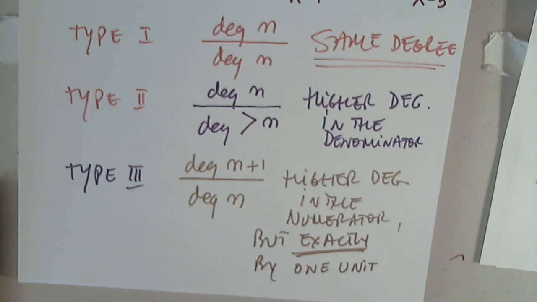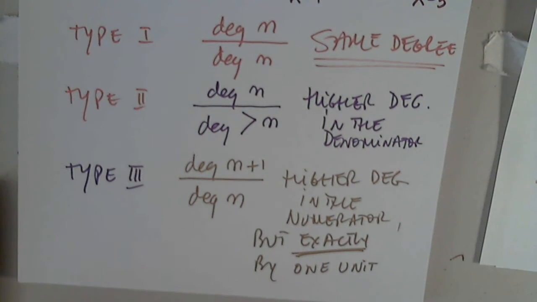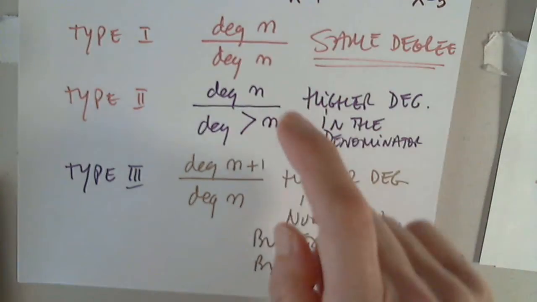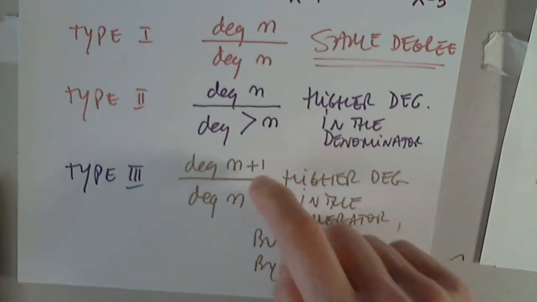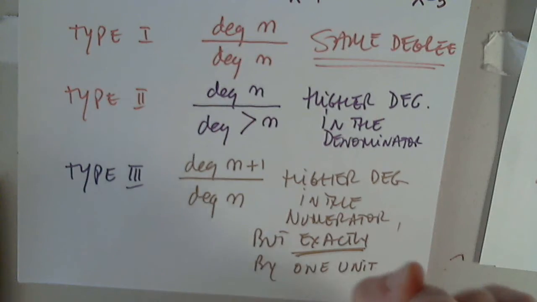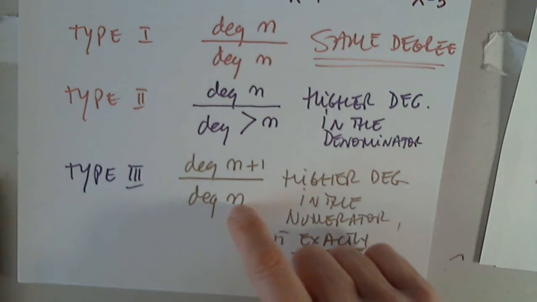If it's more, we cannot address it in this class. So same degree over same degree, higher degree in the denominator, and this one has a higher degree in the numerator, but by exactly 1 unit. Degree 3, degree 4.